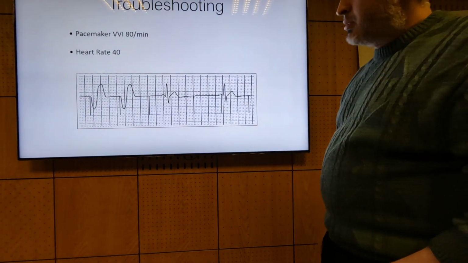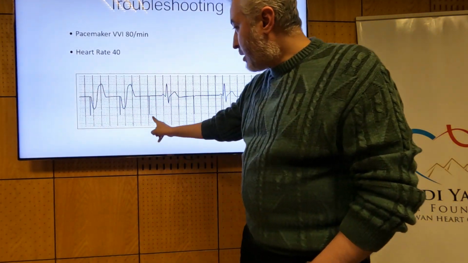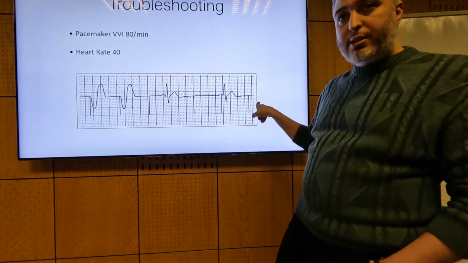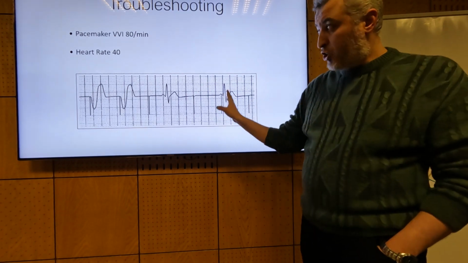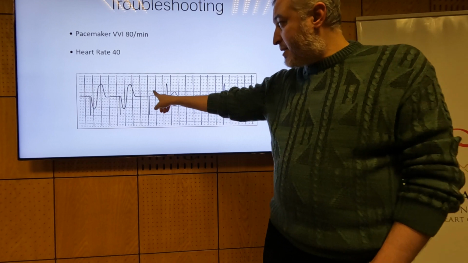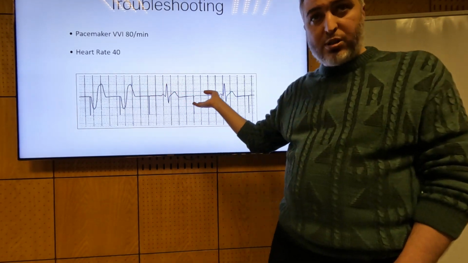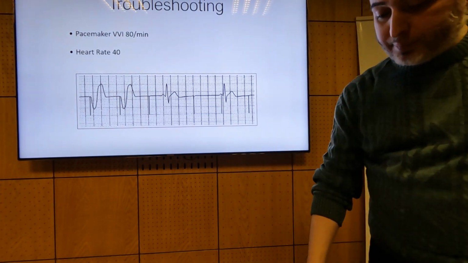What about this? These were paced. These are actually spikes that are not followed by QRS. So it's not about a problem of sensing, it is actually pacing. But these pacing spikes are not captured. So you want to increase the output here. The output is very low and it was not captured. Okay.